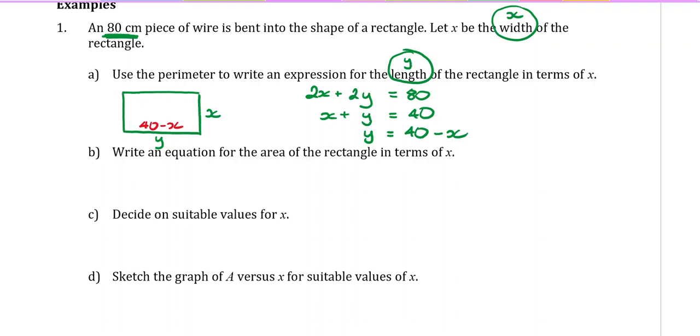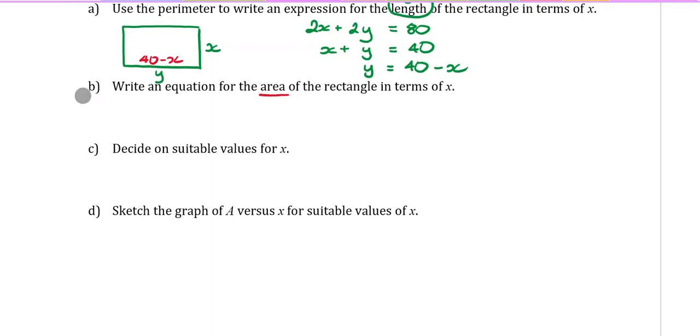Part B, write an equation for the area of the rectangle. The area of a rectangle is always base times height. The base and height of my rectangle is X times the 40 minus X. You could expand that out, but it's actually easier to have that factorized. So let's leave that like that and move on to part C.